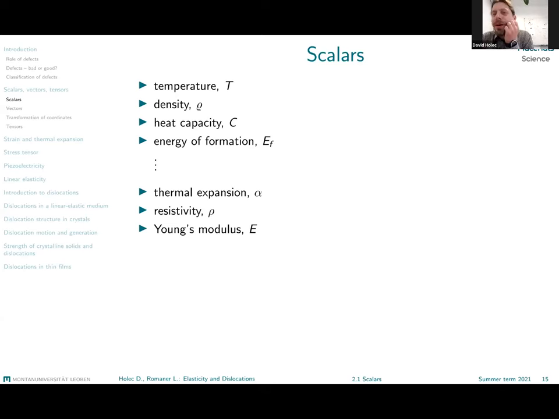Sometimes we would think also about other properties which are typically given to us as numbers: thermal expansion, resistivity, or Young's modulus. And what we should actually learn during this course is that none of these last three is a scalar. These are either vectors or tensors, or some other type of quantities. We do need more than just a number in order to describe this physical property.